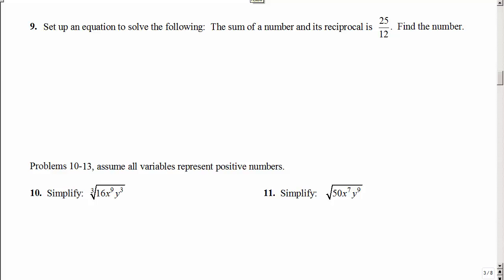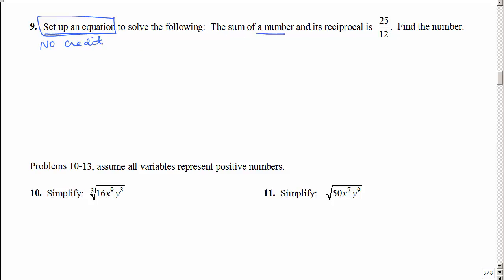The next problem also deals with rational equations. Look at the directions. We have to set up an equation to solve. If you don't do this part, you will receive no credit on the final examination, even if you somehow guess at the right answer. So how do I set up an equation to solve?